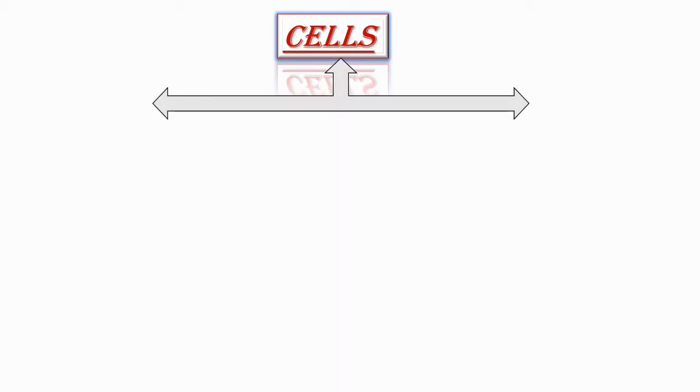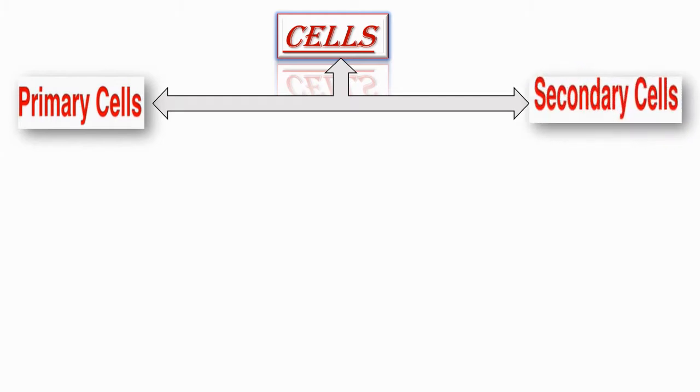There are two types of cell. The first one is the primary cell and the second one is the secondary cell. Let us understand each one by one. Primary cells are non-rechargeable cells. Once the cell gives up all its energy, the chemical reaction cannot react again. Whereas secondary cells are rechargeable.